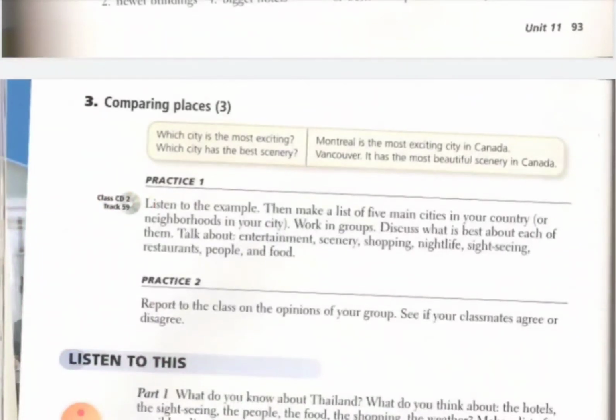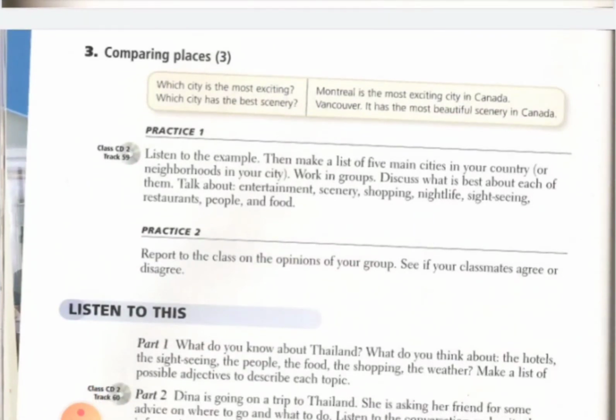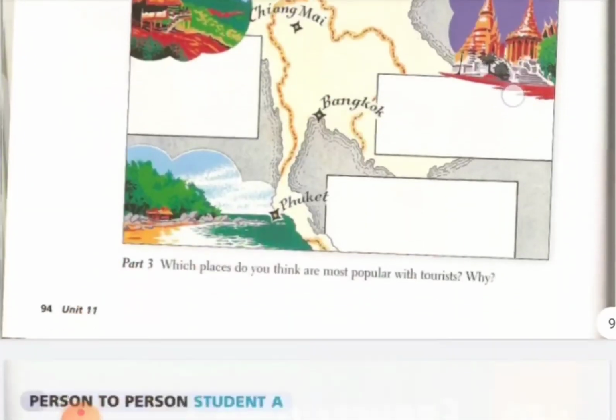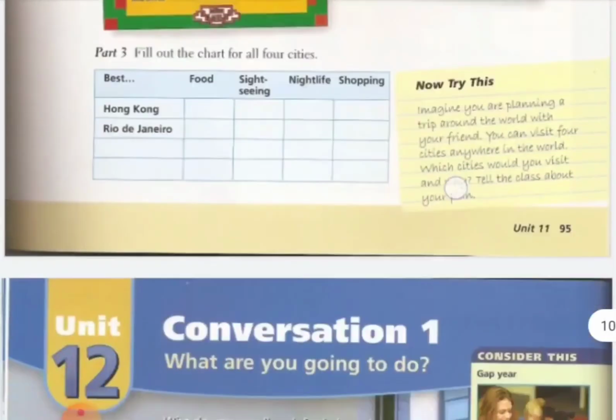We have another way of comparing places. For example, in here we say which place is more exciting, or has more historic sights, or the best scenery. Okay, all of these are ways in which we compare places and cities. And in here also we did this exercise in which we focused on making a comparison between Hong Kong and Rio de Janeiro, if you remember.